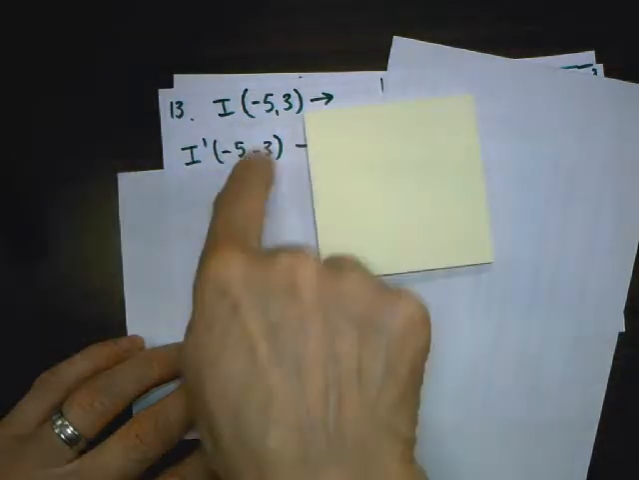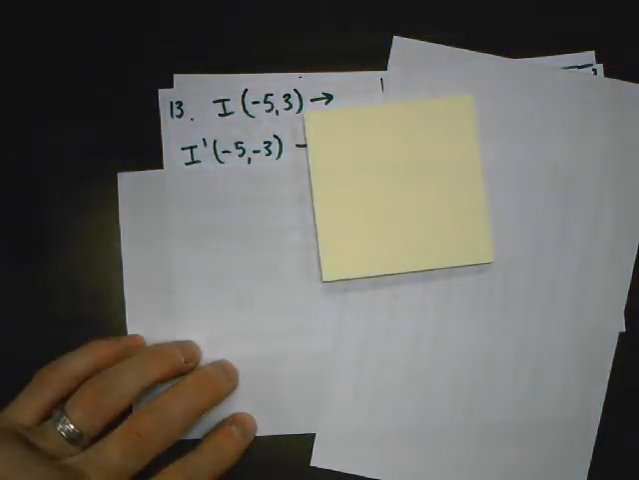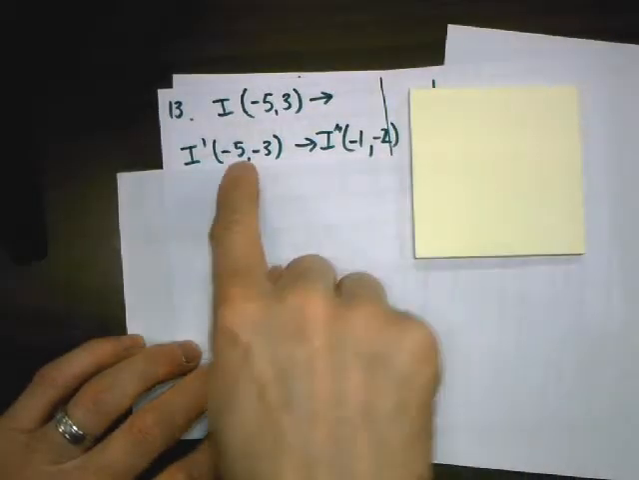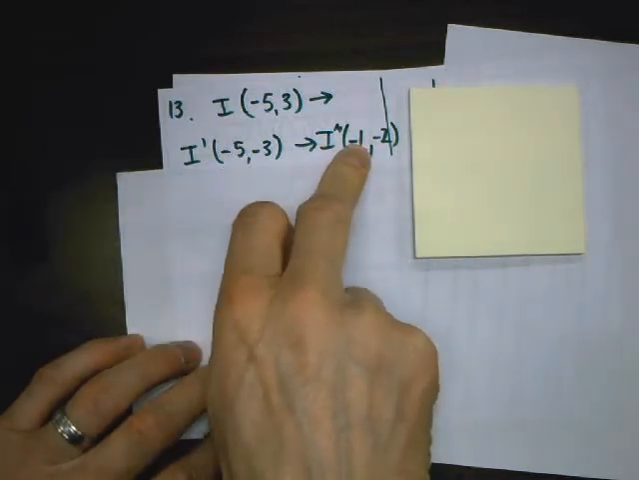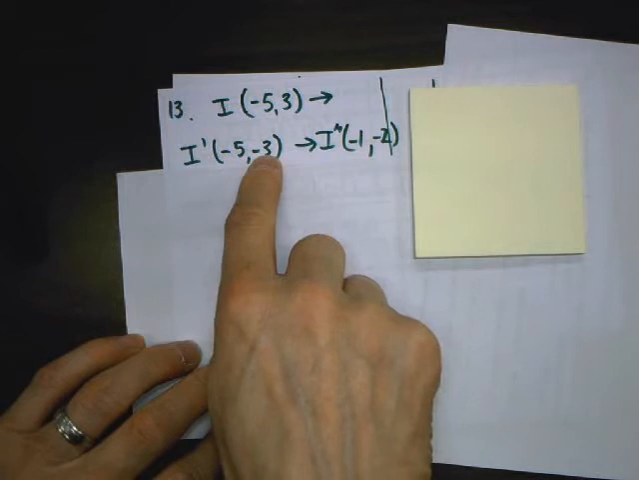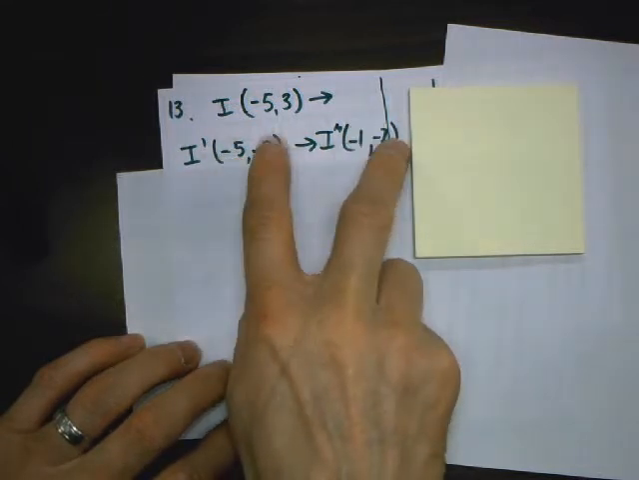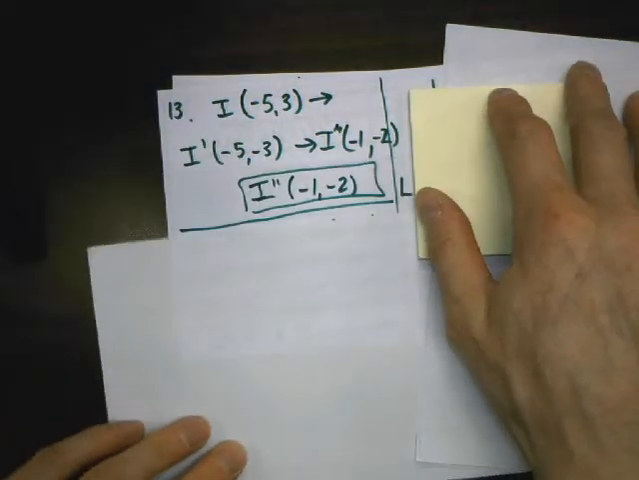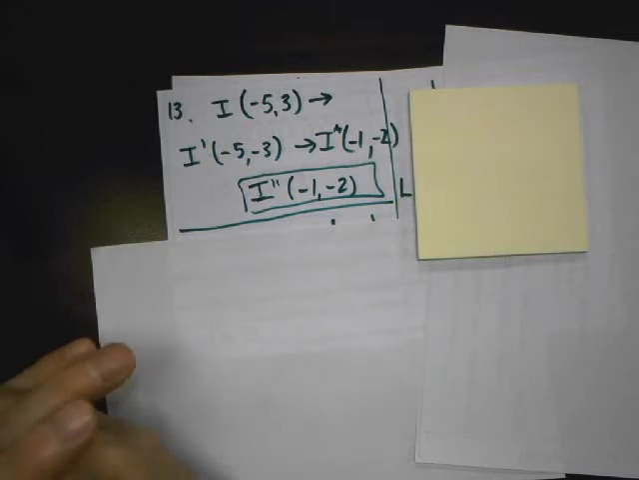So now I prime, or the first transformation, is there. Then 4 to the right and 1 up. 4 to the right means add 4 to -5. You can use teams if you need to. I get -1. And 1 up means add 1 to the y. So the x's go right and left. The y's go up and down. That's your answer.